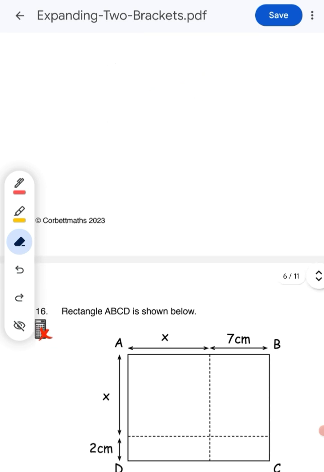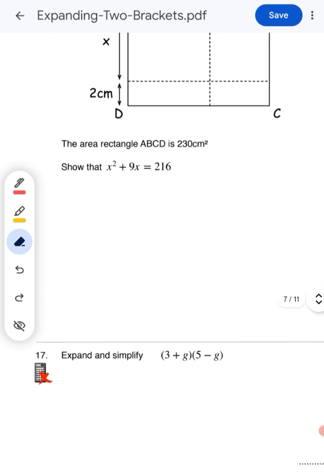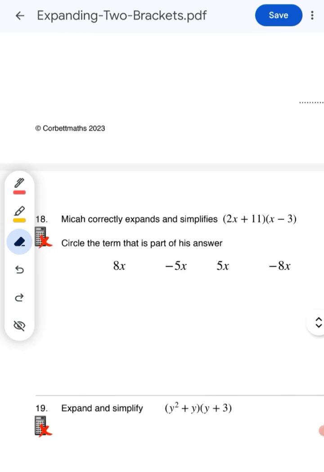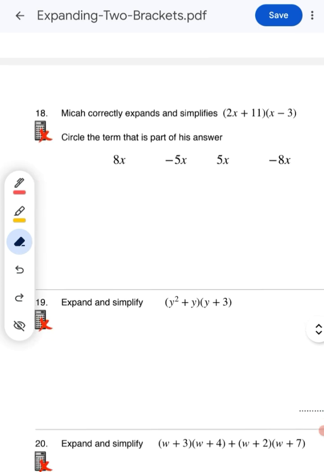Moving on. Okay, that is also easy. Okay, let's do this one. It says Micah correctly expands and simplifies. So circle the term that is part of his answer.